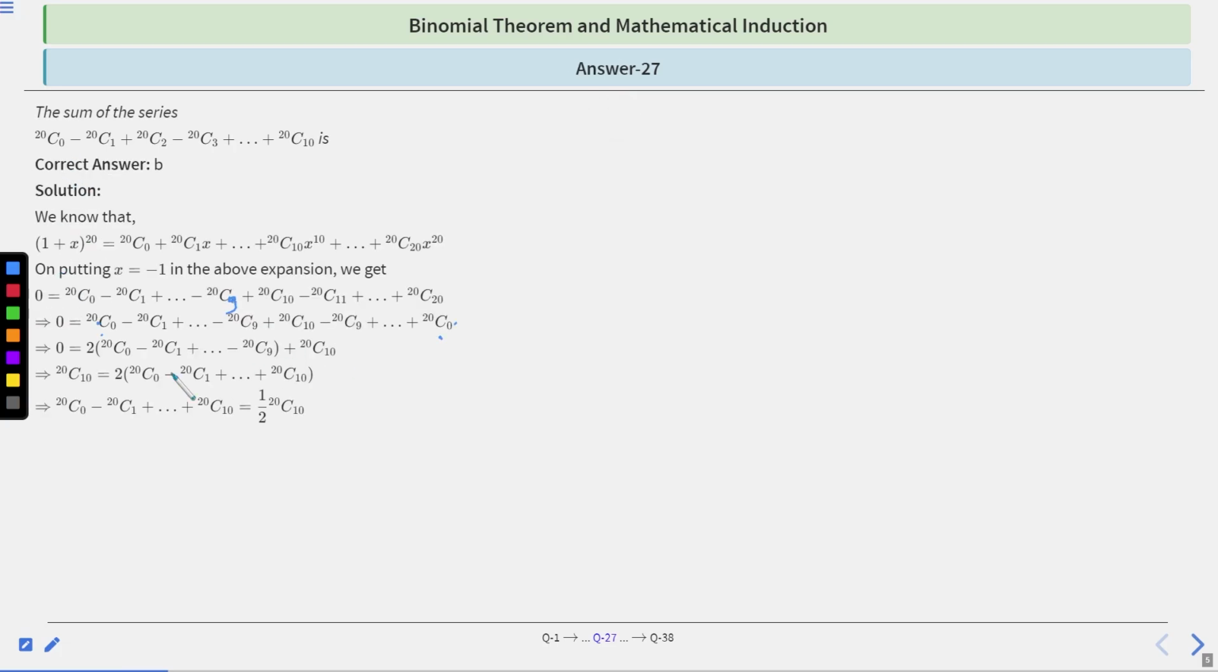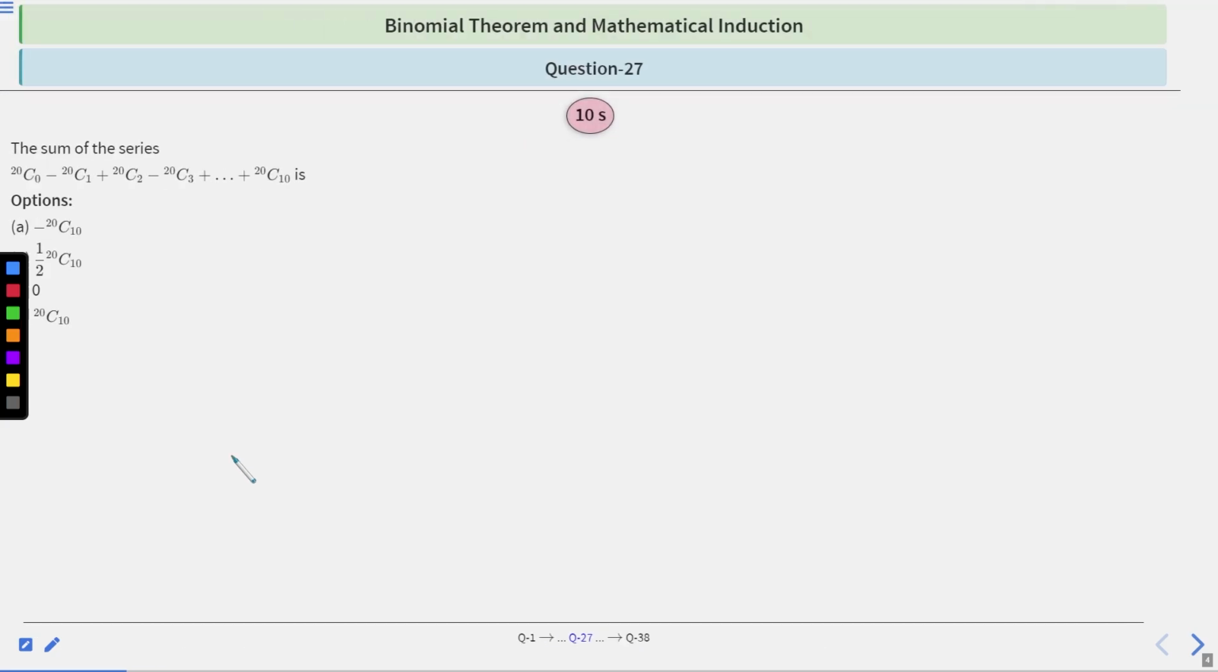If we take this to the other side, it will be minus of 20C10, right? Or we have added 20C10 and subtracted, right? Clear? We have added 20C10 on both sides, 20C10 plus 20C10, and this side also 20C10, right? So that we got this one. So I think option B is the right choice.